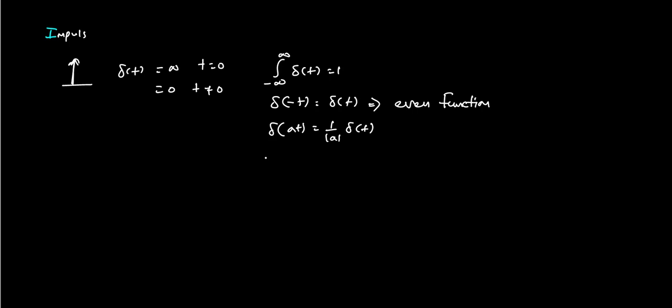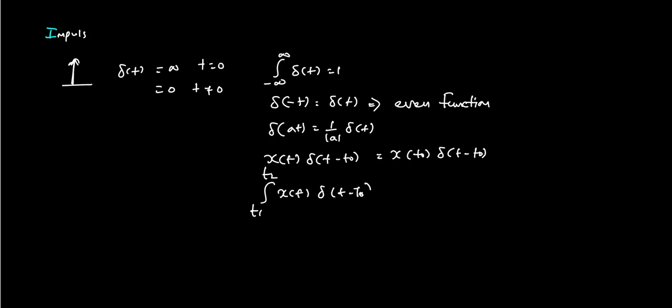Next, the product property of impulse: x of t into delta of t minus t naught equal to x of t naught into delta of t minus t naught. Okay, this is the other property. Next, integral t1 to t2 of x of t into delta of t minus t naught is equal to x of t naught if t naught is in between t1 and t2.